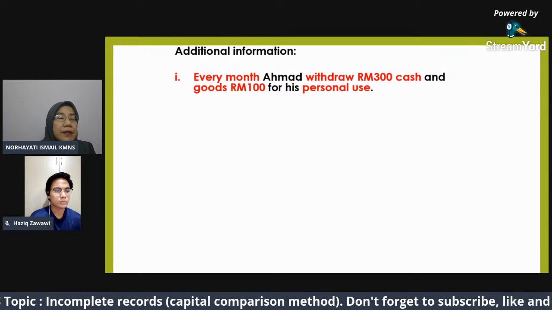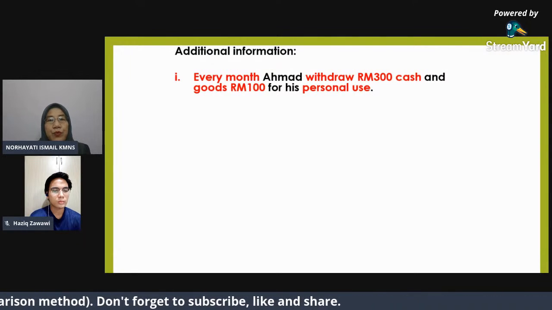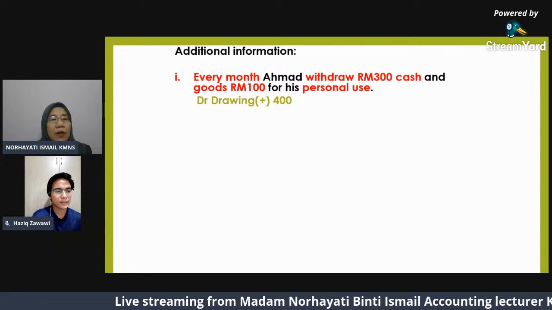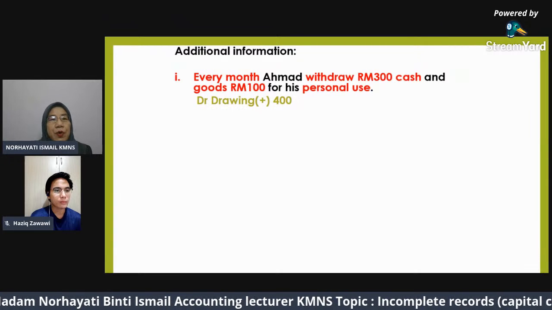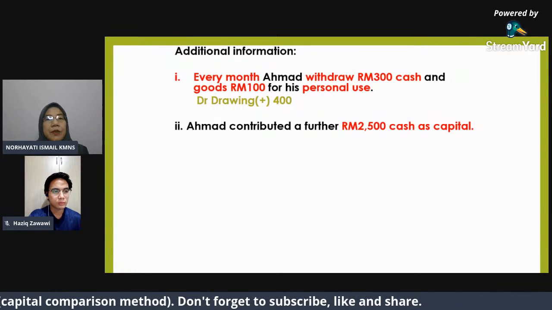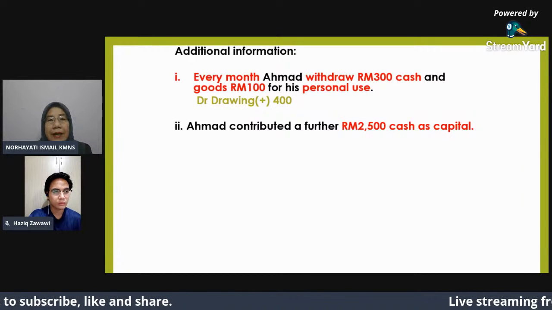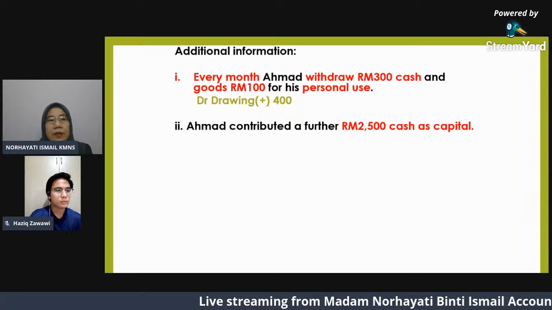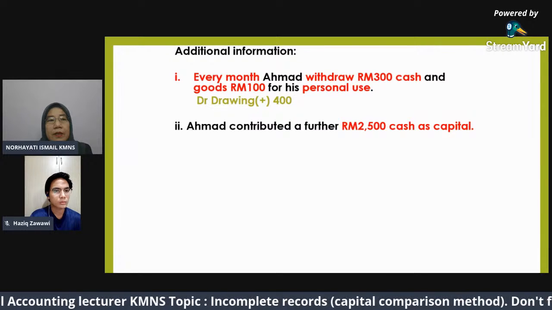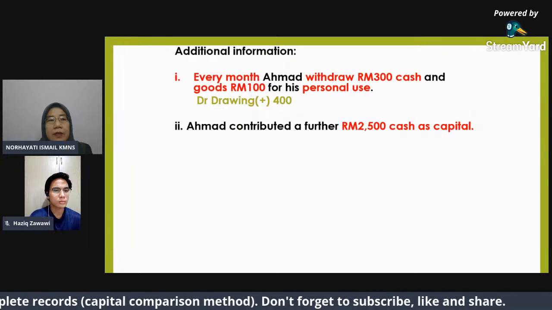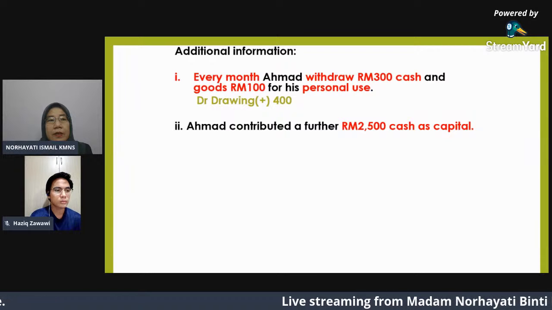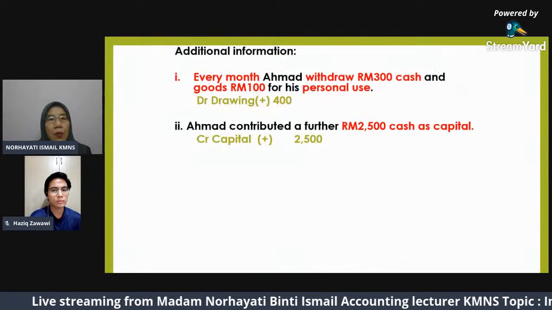Okay, there is additional information. Every month, Ahmad withdraws RM 300 cash and goods for his personal use. So this one is every month, so you must calculate for 1 year, times 12. So the total for drawing is 300 multiplied by 12. So you get the total drawing. Okay, Ahmad contributes a further RM 2,500 cash. We increase the amount of drawing.